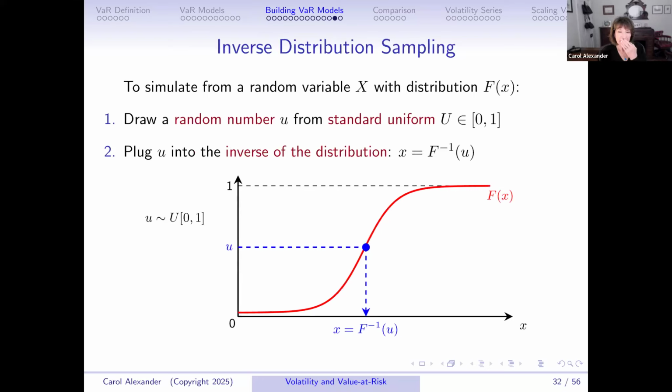So how does Monte Carlo sampling work? For simulation from a random variable, suppose we've got a distribution F_X, and we've estimated the parameters of this distribution. Then for simulation, we just draw a random number u from the standard uniform, and the way to do that in Excel is equals RAND, empty brackets.